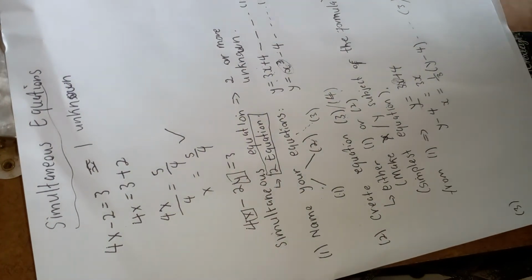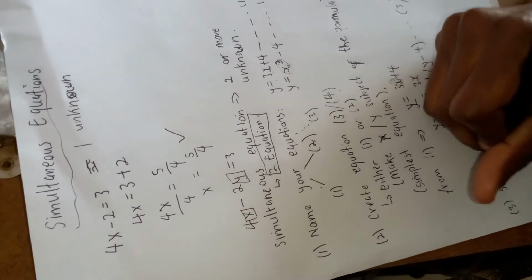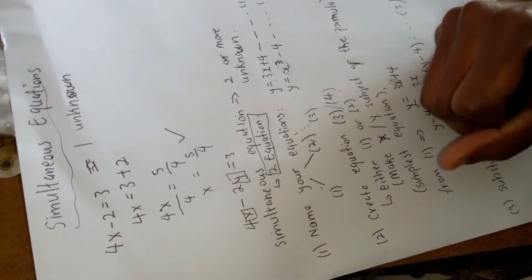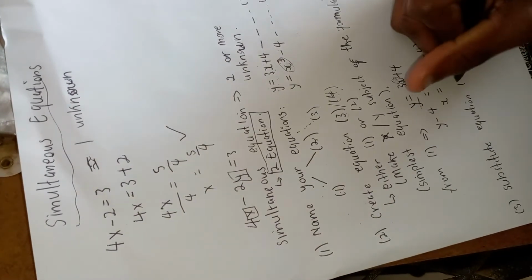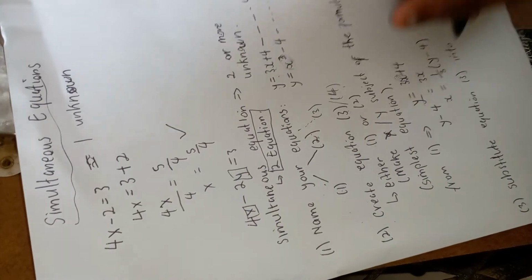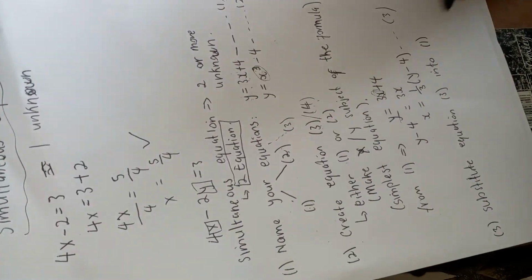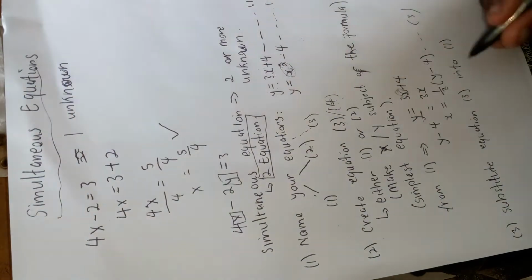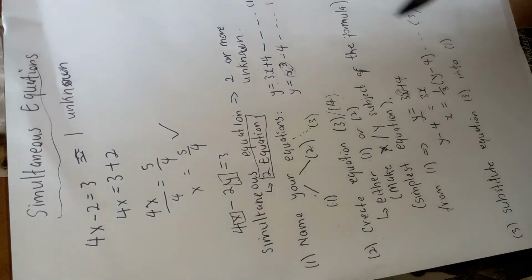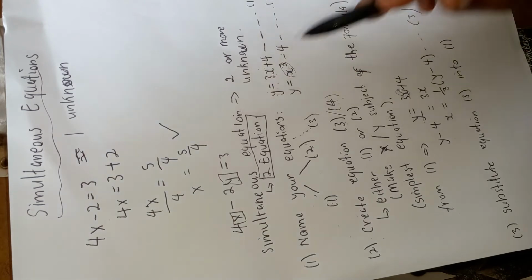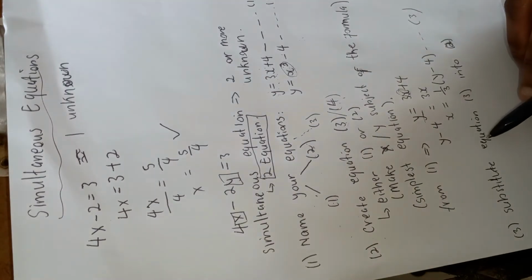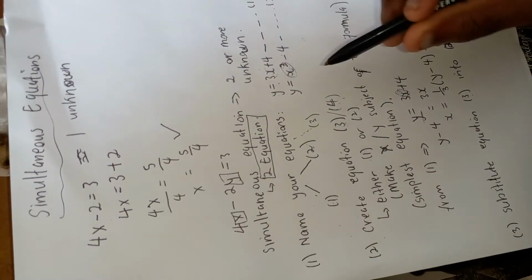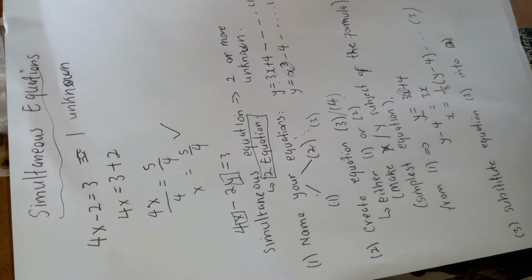Therefore the third step of simultaneous equations is that after making equation 3, you substitute equation 3. Why not equation 1? Because equation 1 was the equation that we used to make equation 3. If you take equation 3 and substitute it into equation 1, you will be going backward to the original equation that you already made.